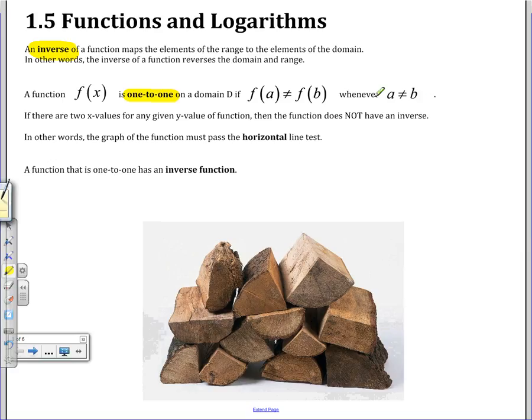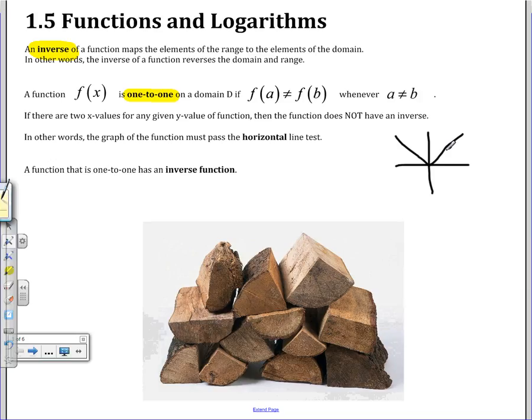Well, that sounds like a really complicated definition, but really they're just saying whenever you have two different x values, right, then the x values are not equal to one another, then your y values are not equal to one another. So if I have two different x values, I can't go to the same y.